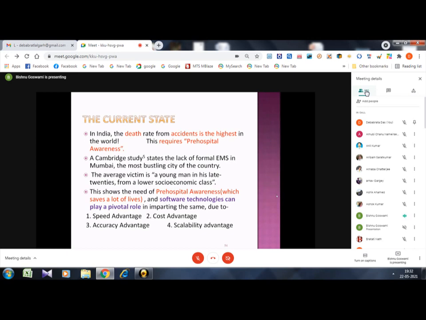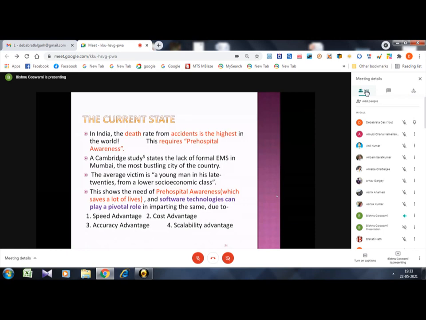A Cambridge study was done, and it stated the lack of formal EMS, that is emergency medical services, in Mumbai, which is the most bustling city of the country. The study also says that the average victim of an accident is a young man in his late 20s and from a lower socioeconomic class. So this grim statistic shows the need of pre-hospital awareness, which can save a lot of lives, and software technologies can play a pivotal role in imparting the same.